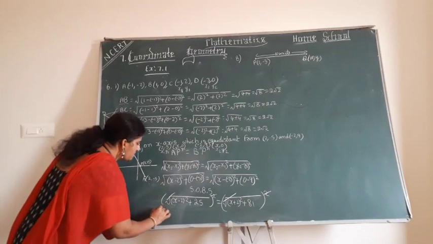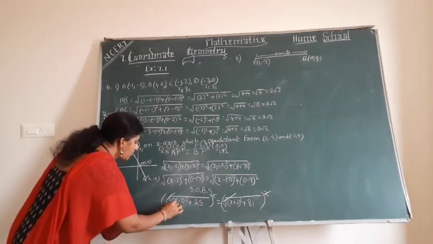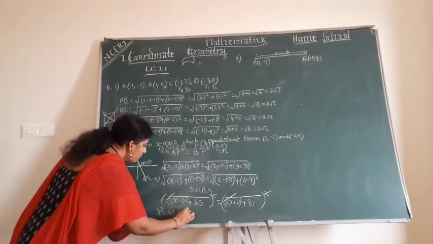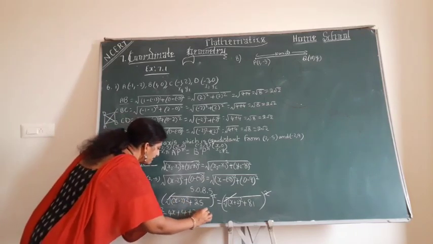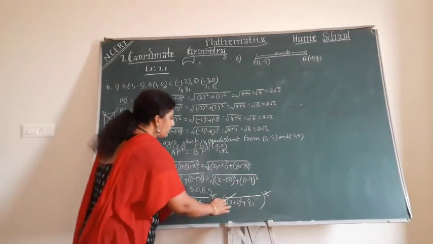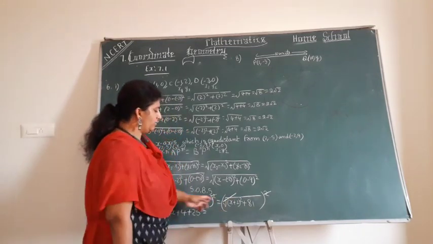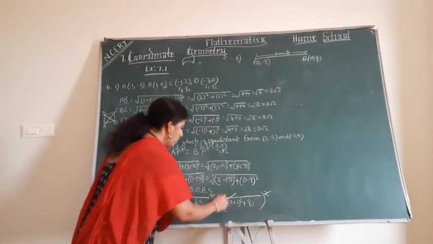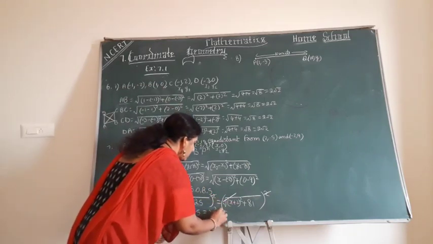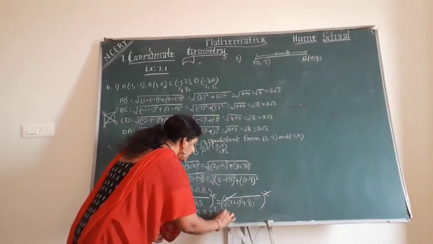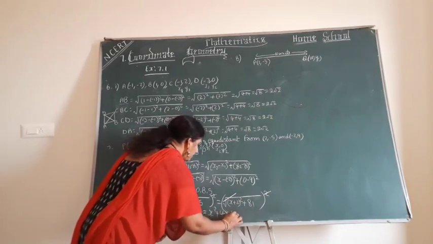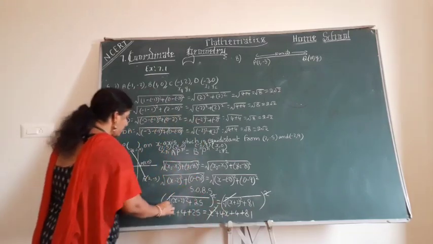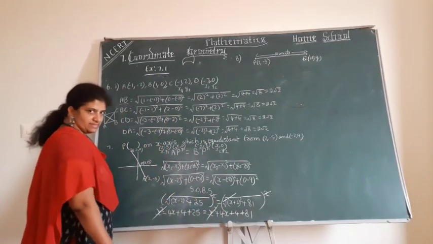Let's write it here. X square minus 4x plus 4, plus 25, is equal to, again the same formula, but here it is A plus B whole square. X square plus 2AB plus B square plus 81. X square will be cancelled.